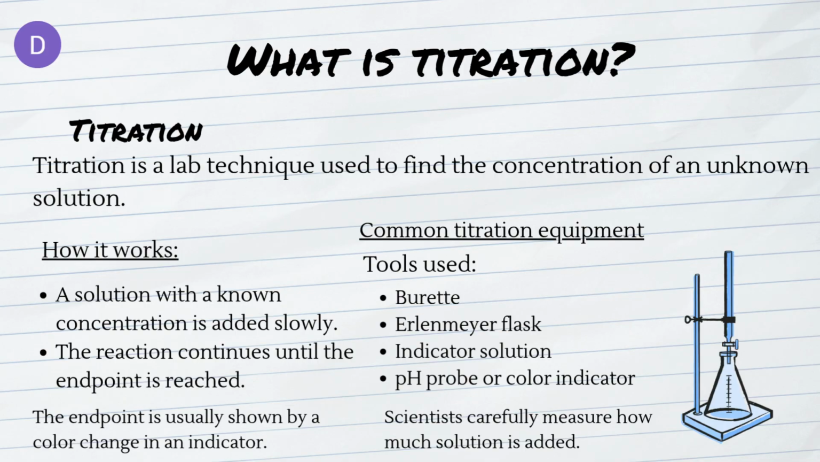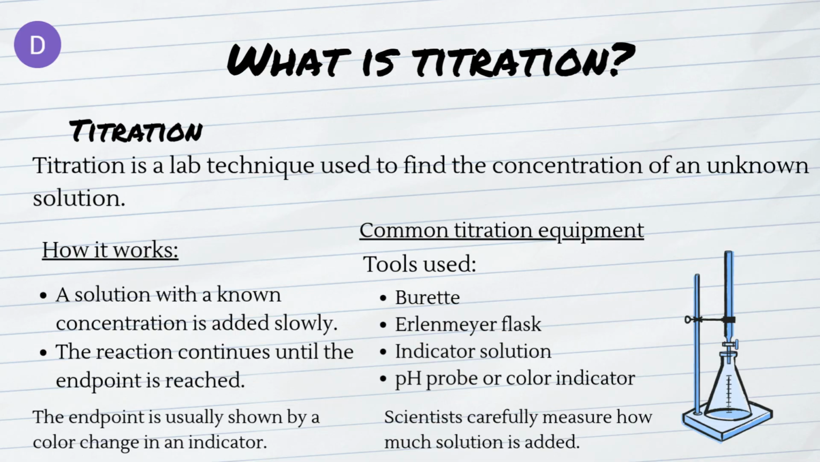We start with a solution whose concentration is already known. This solution is slowly added to the solution with the unknown concentration. As the known solution is added, it reacts with the unknown solution. We continue adding the solution until we reach the endpoint. The endpoint is usually identified by a color change in an indicator, which tells us that enough of the known solution has been added for the reaction to reach the desired point.